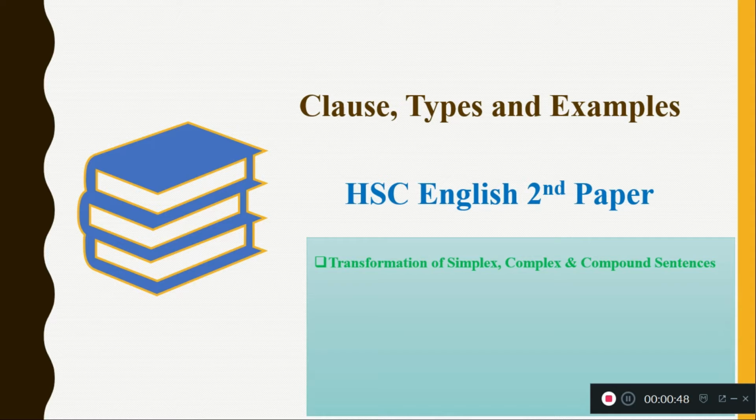As I said earlier, this is an important grammar item. Let me show you how this grammar item is urgent for you. Firstly, you have transformation of sentences in your English second paper syllabus. And to learn the transformations of simple, complex, and compound sentences, you need to learn clauses well. Secondly, your English second paper also contains a question item that is completing sentence with phrases and clauses. To answer the questions well, you will be required to have the knowledge of clauses.